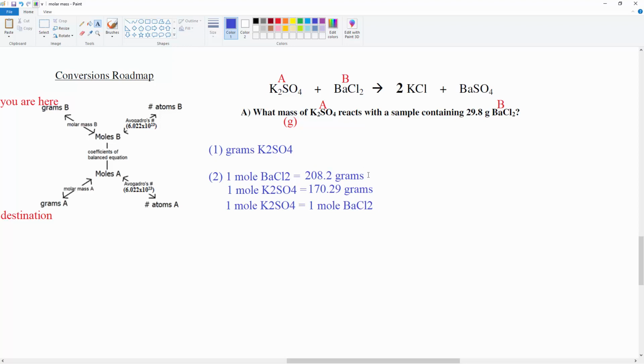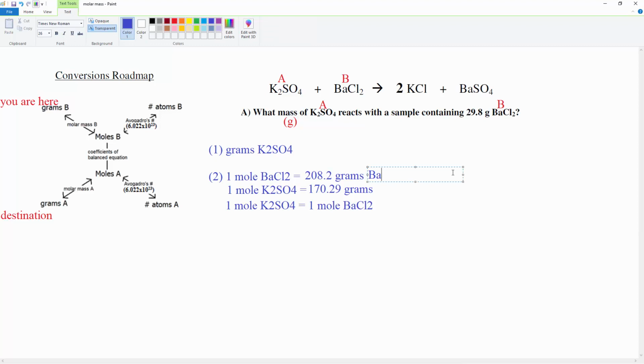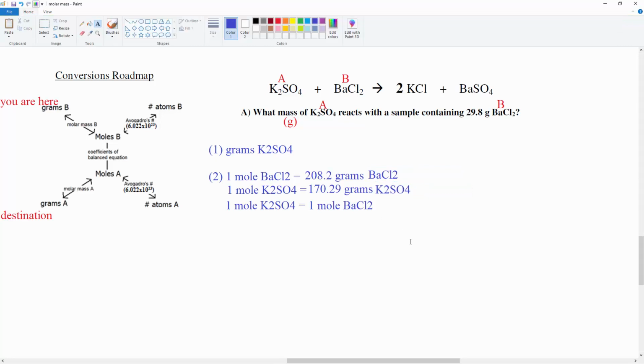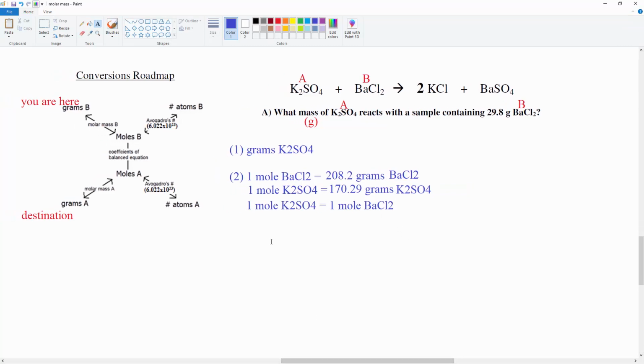Okay. Oh, and I should specify. That's grams of BaCl2. That's grams of K2SO4. Okay, we have everything we need to set this up, and nothing extra, because we were able to use the conversions roadmap to determine exactly what conversions that we needed. So let's set it up. Where am I going to start?